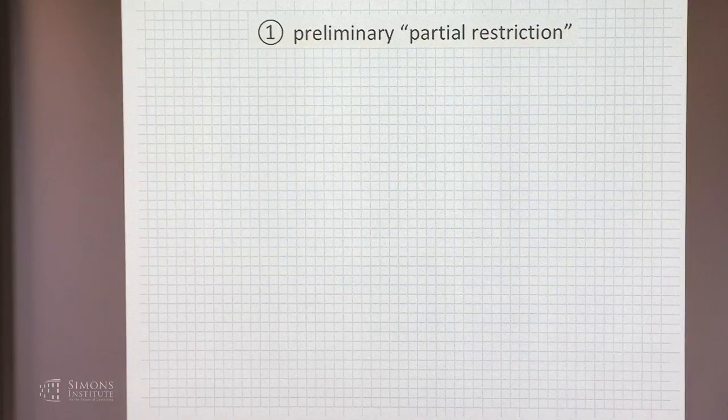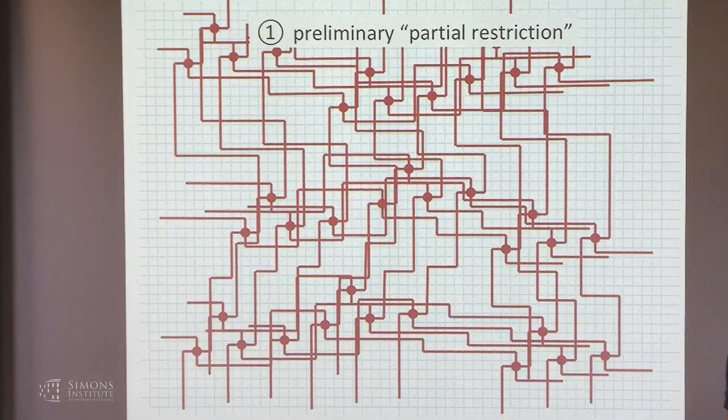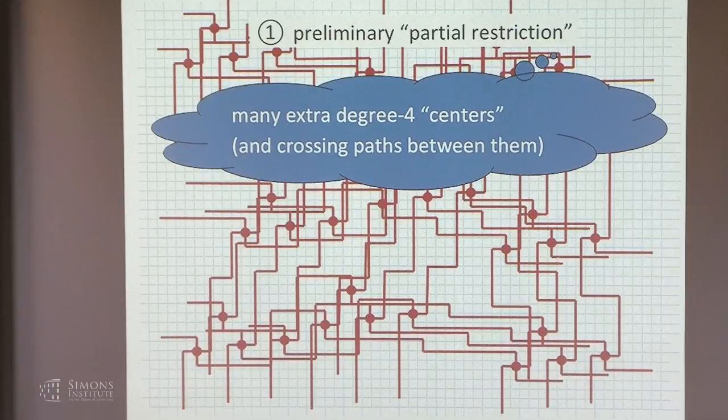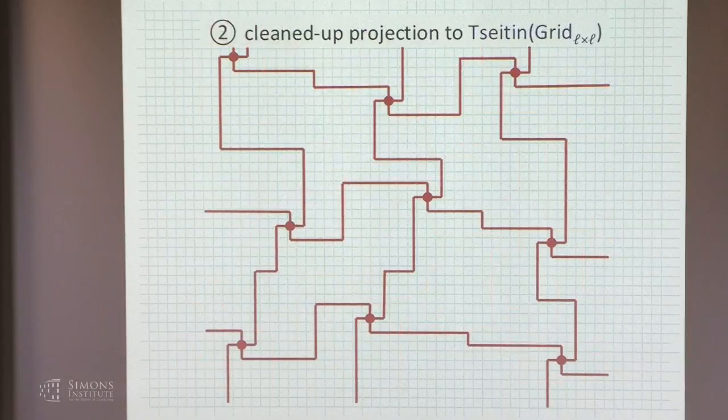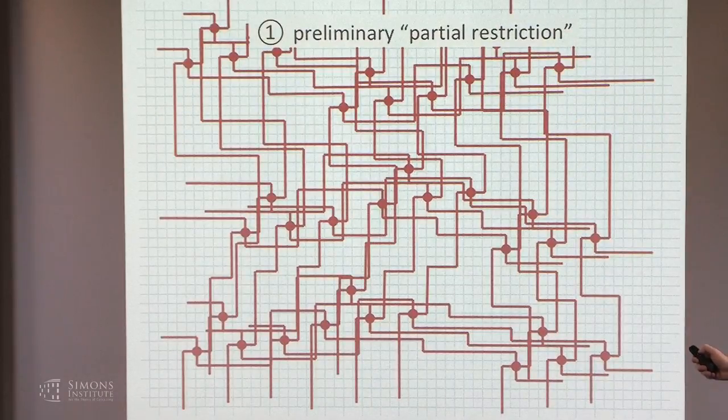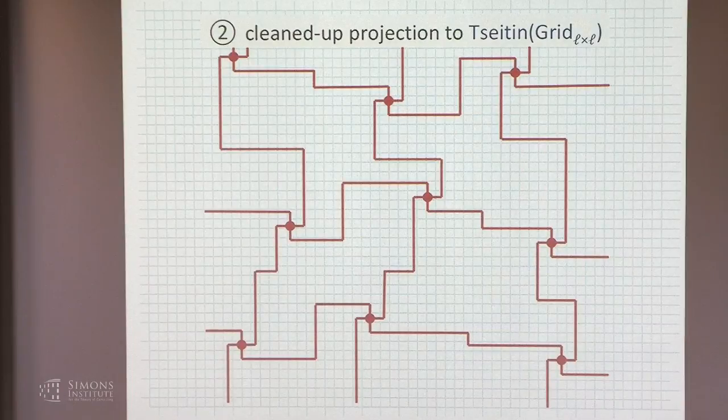So here's a picture. The partial restriction looks something like this. You have many more centers than you actually need. And then you have crossing paths here, which introduces some complications. But then you have a cleanup step. Some subset of these centers will be the chosen centers, and this will form the topological embedding.